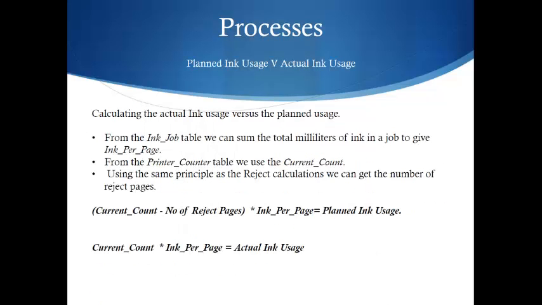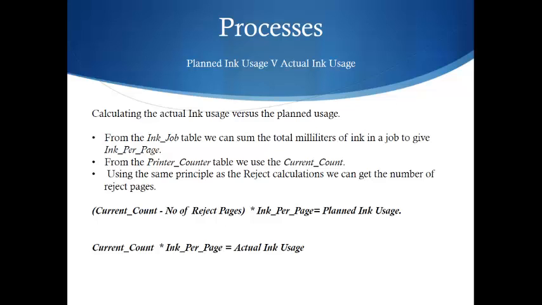We then moved on to look at how we could actually plan and show our planned ink usage versus our actual ink usage. Calculating the ink usage is done by taking from the ink job table the sum of the total milliliters of ink in a job, and that will give us the ink per page.